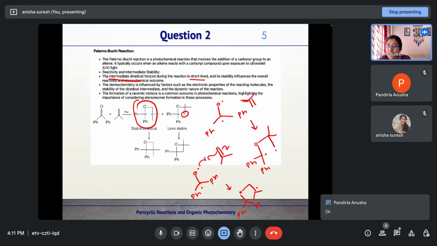Here we have considered a dimethyl group. If we consider an ethyl group and a methyl group, then this will be the ethyl group, and this will be the radical. So if it is combining, it can have R or S configuration. This center will be chiral, and it can have R or S configuration with 50-50 chances. So it can lead to the formation of a racemic mixture. Okay.